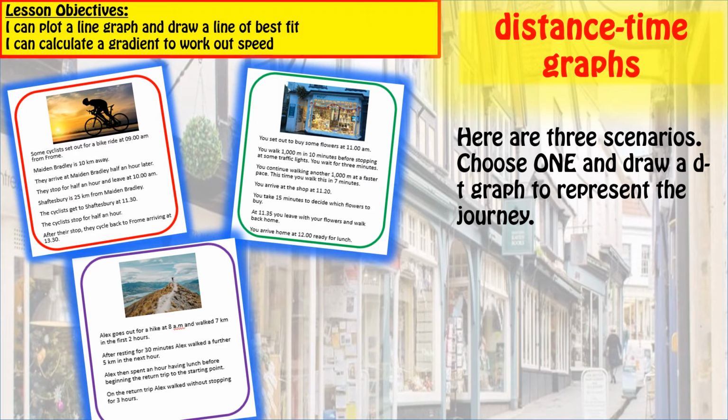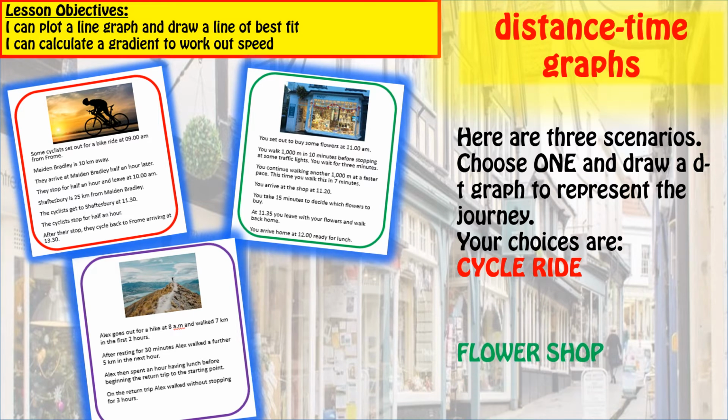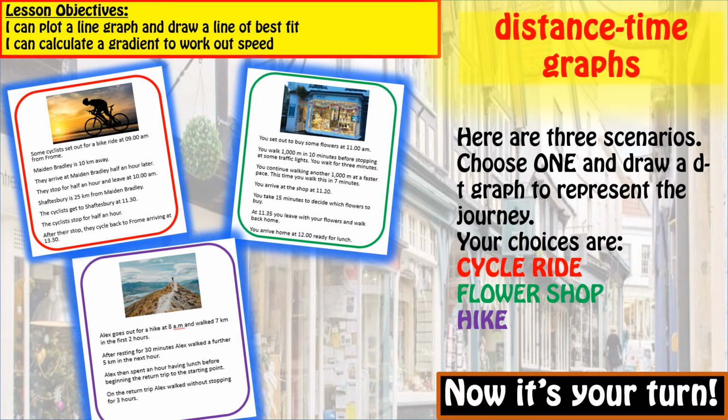So here are 3. You can choose one. Draw a distance time graph to represent the journey, just like I did a moment ago. So you might want to choose the cycle ride, you might want to choose the flower shop, or you might want to choose the hike. And as I said before, the red one's the easiest, green's the medium, and that purple one is a real tricky one. So this is an opportunity for you to pause the video and have an attempt at one of these.